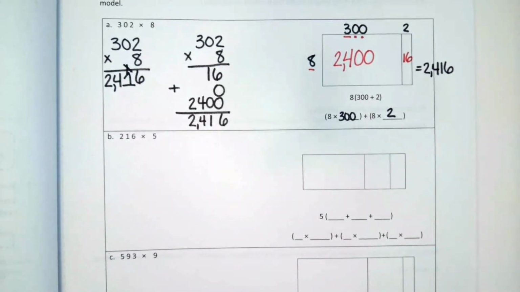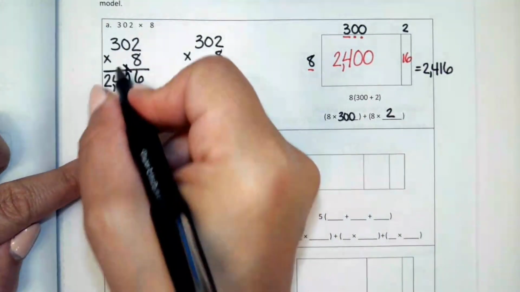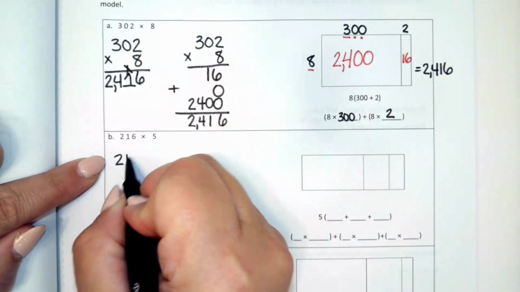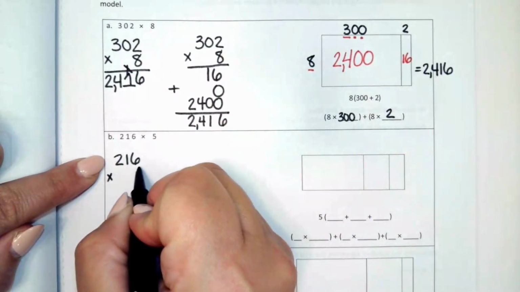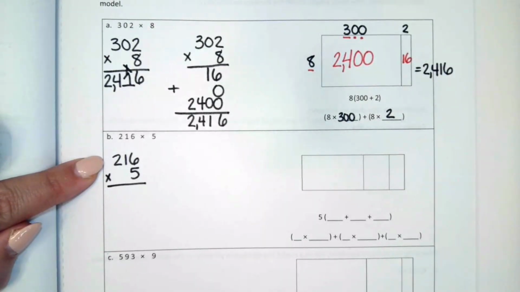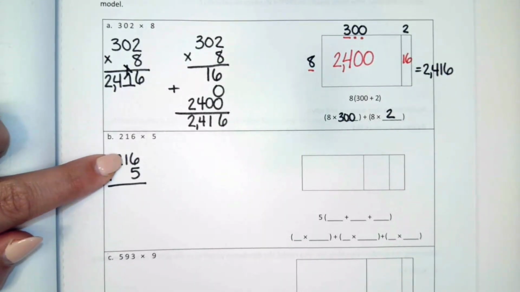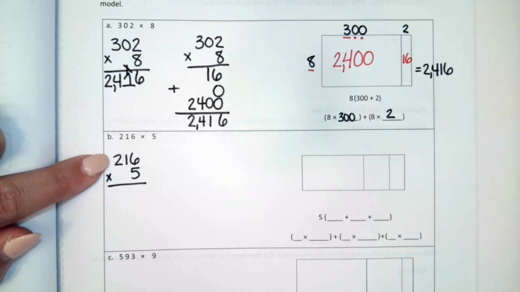Okay, letter B. 216 times 5. Let's do our algorithm first. Set it up. Start in the ones place, then the tens, then the hundreds. You try this. Pause the video, do your algorithm, and then press play when you're ready to check your work.